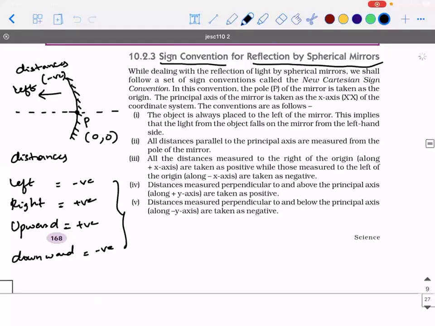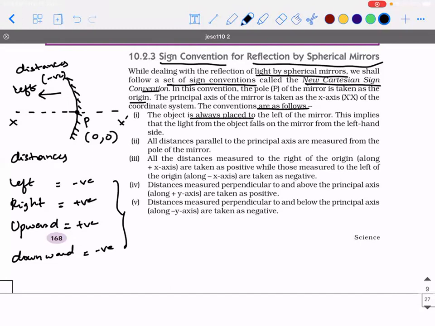Now listen. Let me read out the points that are given. So while dealing with the reflection of light by spherical mirrors, we shall follow a set of sign conventions called as the new Cartesian sign convention. So in this convention, the pole of the mirror is taken as the origin. The principal axis of the mirror is taken as the x-axis, x and x dash. And the sign conventions are as follows.